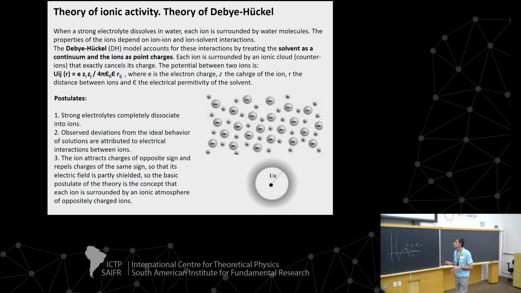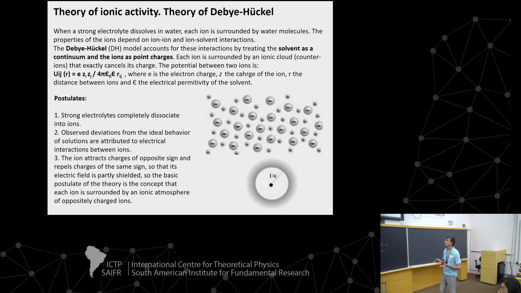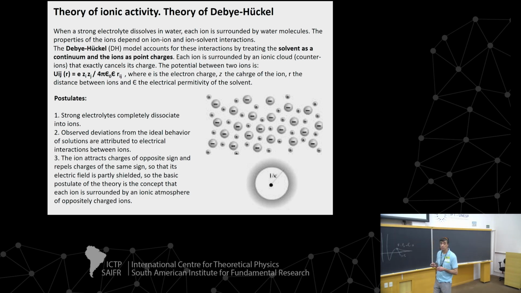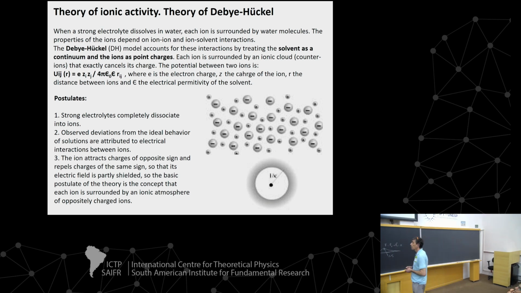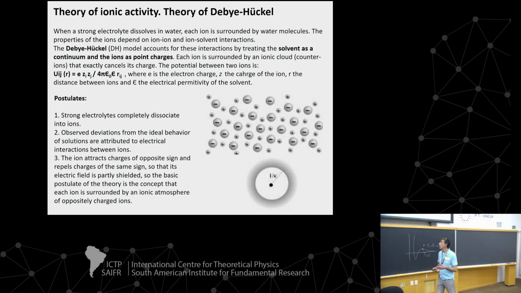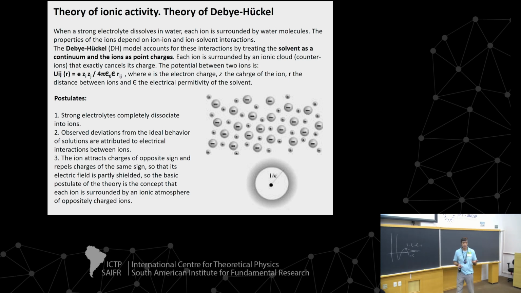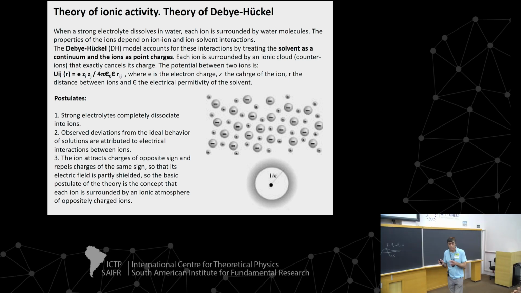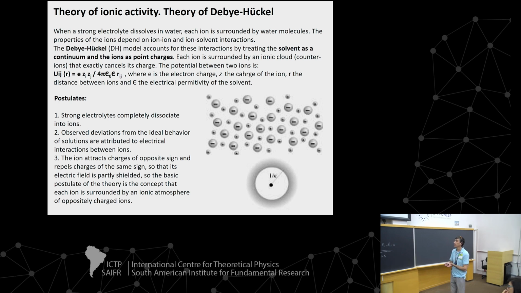So in some sense, you are going to have that the electric field is in part shielded by the other ions, and the basic postulate of the theory is that each ion is surrounded by what is called the ionic atmosphere. This is a mean field theory, and each ion is surrounded by a sphere of oppositely charged ions. And this sphere is going to have some size, and the theory is going to try to calculate this size.